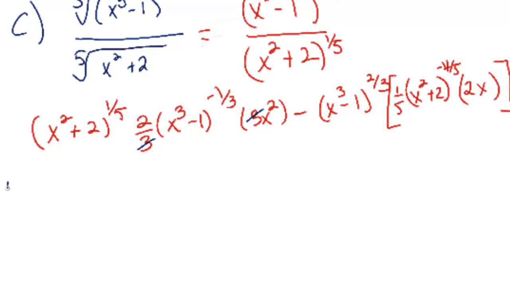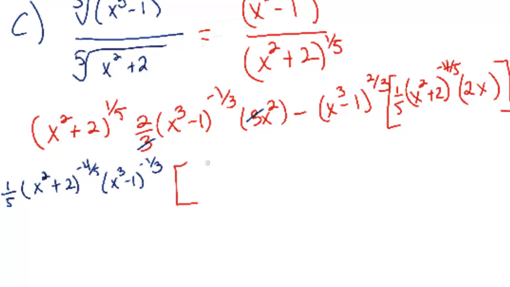Numerically, I want that 1/5 out of there, and then times the x squared plus 2 to the negative 4/5. I want that out of there, and then the x cubed minus 1 to the negative 1/3. Right? Do a half over factor to figure out what's left. The 2. Ooh, I could have factored out 2/5. So let's go ahead and make this a 2. That way it'll cancel this one and this one out.